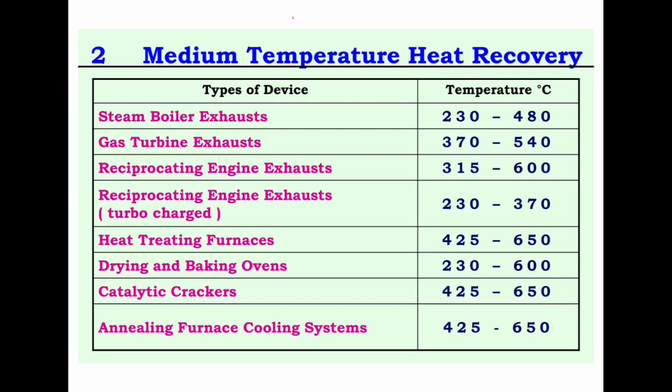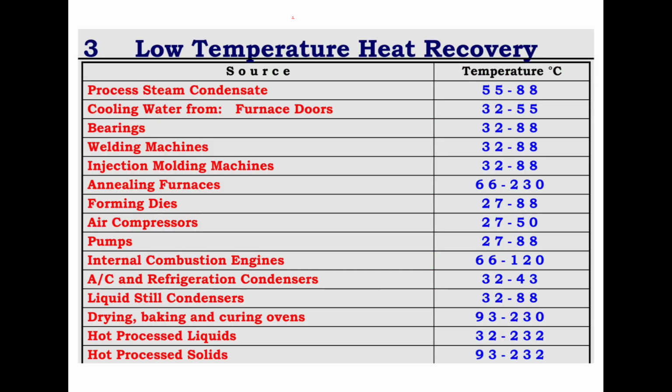And also medium temperature heat recovery. Depending on the types of devices, the temperature range will differ. The steam boiler exhausts 230 to 480 degrees Celsius heat recovery. The reciprocating engine exhausts 315 to 600, heat will be recovered. Heat treating furnace 425 to 650 degrees Celsius heat recovery. Catalytic crackers also 425 to 650 degrees Celsius of heat recovery. Hardening furnace and furnace cooling system are also similar to the catalytic crackers heat recovery temperature.